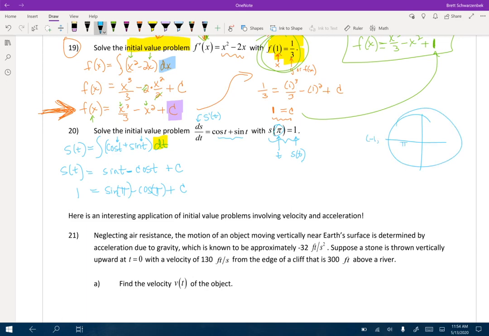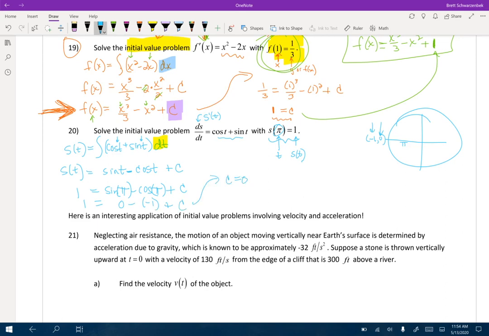So the sine is always going to be the y coordinate, so we're going to get 0 here. And the x is always going to be the cosine. Cosine is always going to be the x. So we're going to get this. So if we solve this, we're actually going to get c is 0, interestingly enough.